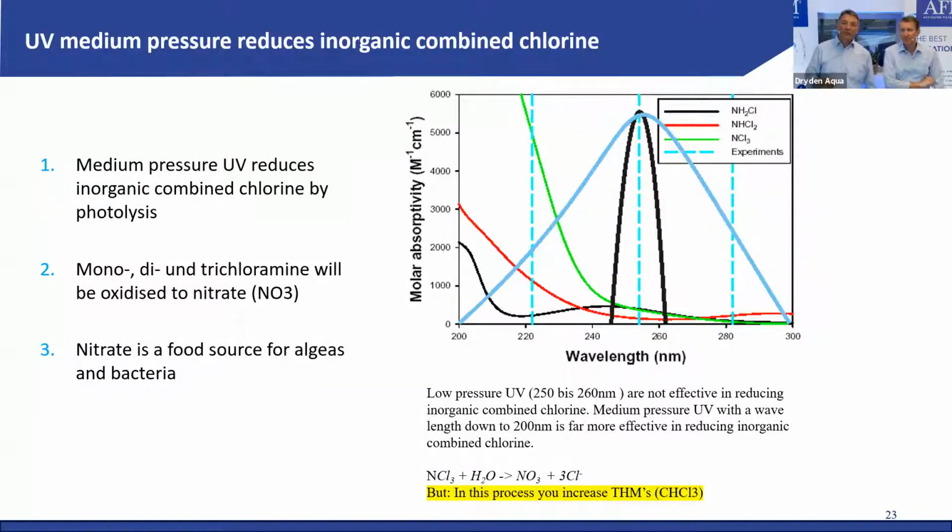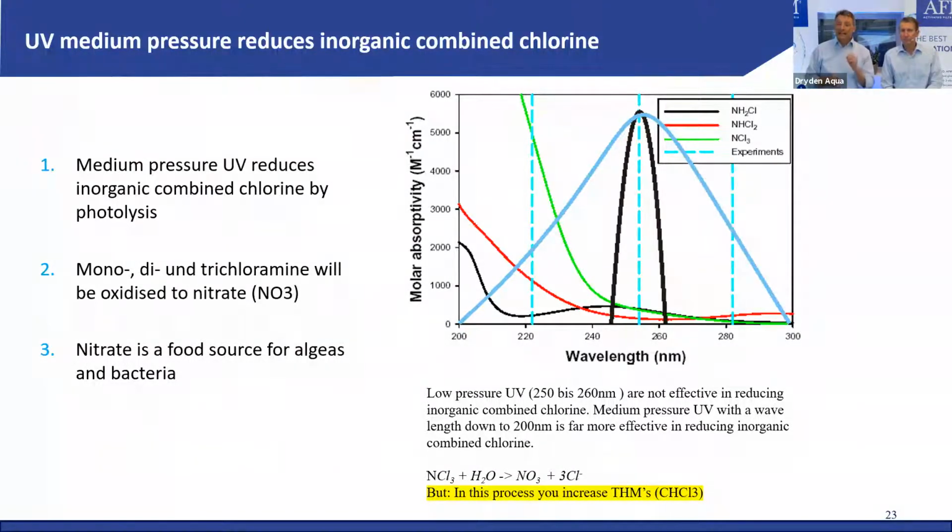Because you cannot oxidize inorganic combined chlorine with low pressure UV. Let me explain this. You have the curves here. Green is trichloramine, red is dichloramine, and black is monochloramine. You see the absorption points here at 210 nanometer, 220 nanometer, and here 230 nanometer. Here, roughly at 250, you have nearly no absorption. I mean, you have 5%, but this is not what you want. You want to reduce it from 0.4 to 0.2, and this is why low pressure does not work. So inorganic combined chlorine is really only reduced with medium pressure UV.